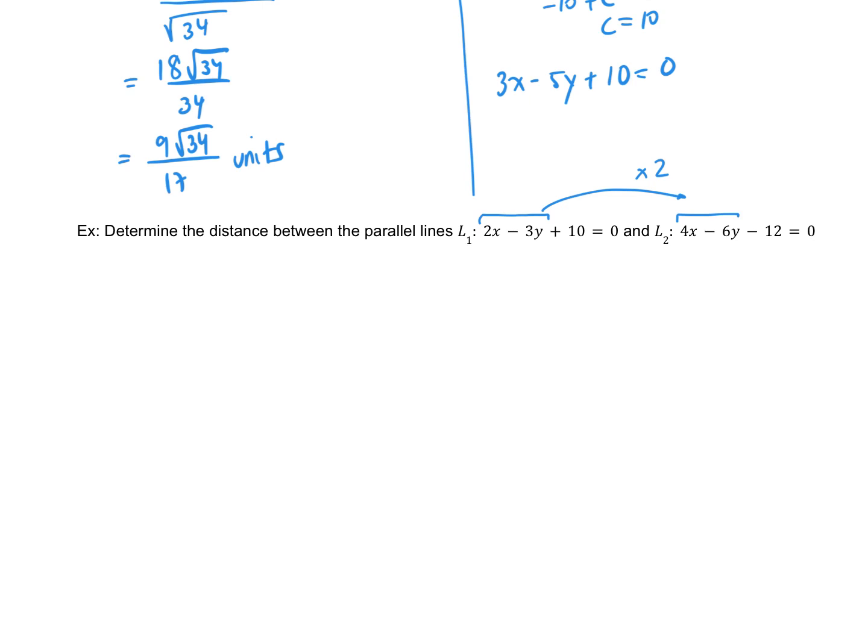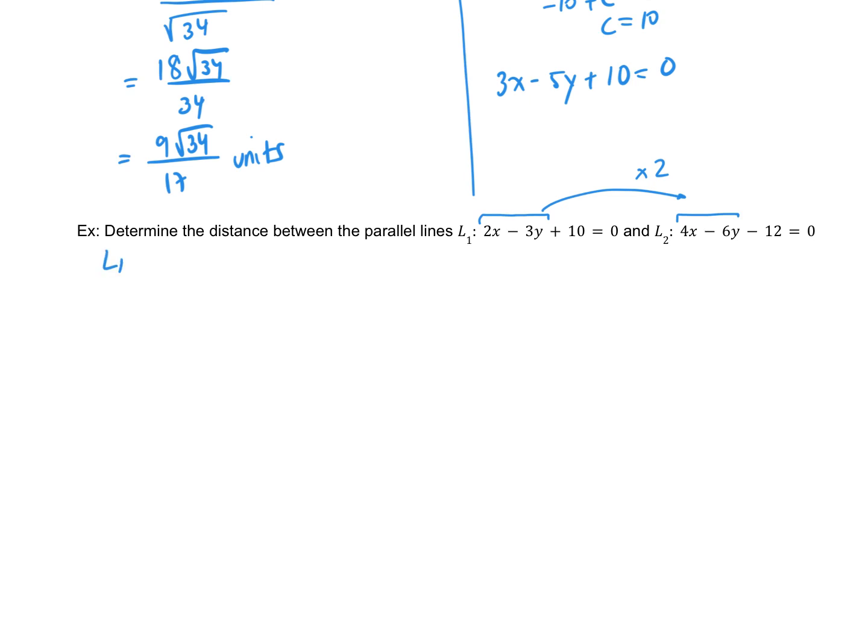Well, how am I going to do this? Because I'm not given a point. But you can always find a point on one of the lines, and then you're finding the distance from that point to the other line. And it doesn't matter what point you find because these lines are parallel. The distance will be the same regardless of the point.